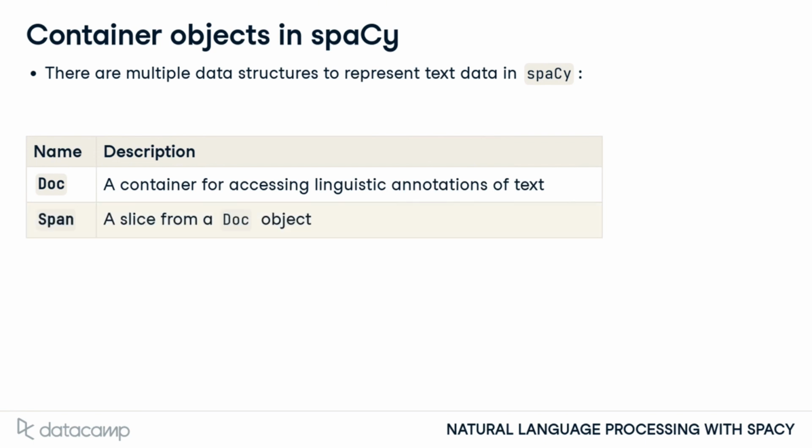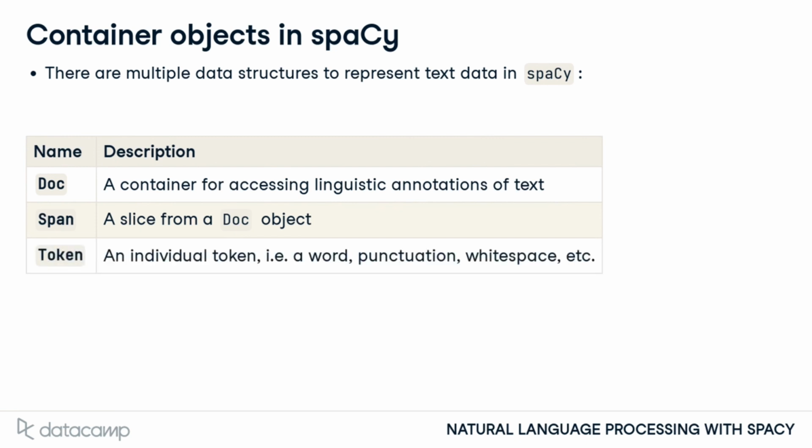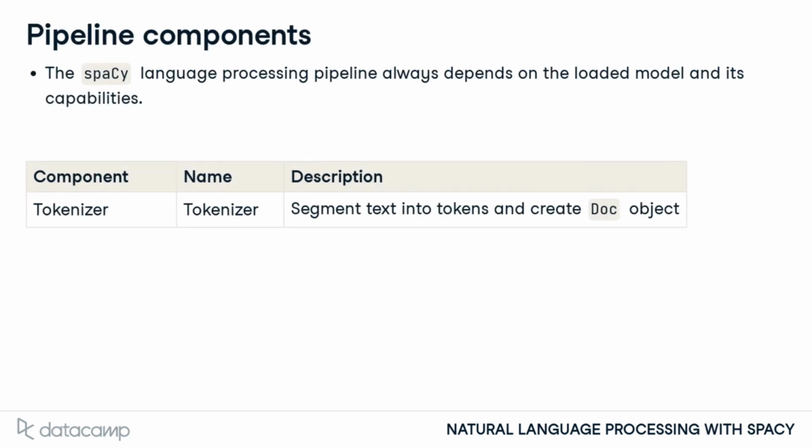Another container class is the span object, which represents a slice from a doc object. And spaCy also has a token class, which represents an individual token, like a word, punctuation symbol, etc. All the container classes are generated during the spaCy NLP processing steps.